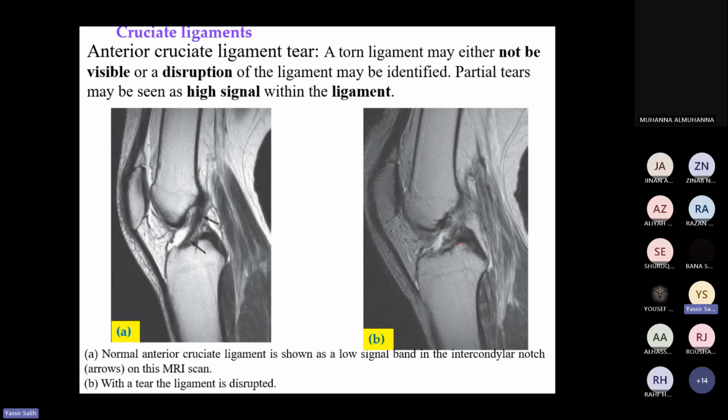Now we do not see the hypointense line in this area, the black line. And sometimes you can see only signal in the ACL. This indicates there is a tear in the ACL, with high signal, or the ACL is totally not visible.